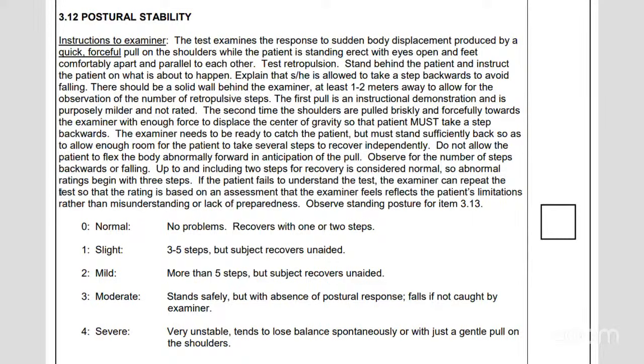So zero is normal, so no problem because it is within 1 or 2 steps. One is slight, 3 to 5 steps, but the subject recovers unaided. Two is mild postural instability, if the patient takes more than 5 steps but recovers unaided. Moderate instability is when the patient stands safely but with absence of postural response, and falls if not caught by the examiner. Severe is very unstable, tends to lose balance spontaneously or with just a gentle pull on the shoulders.